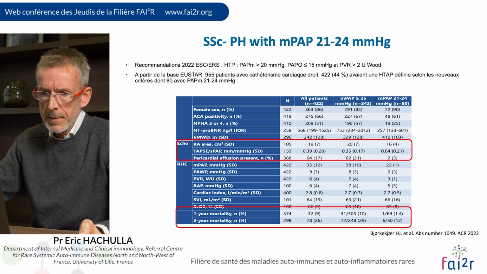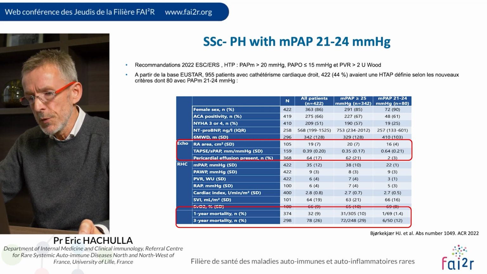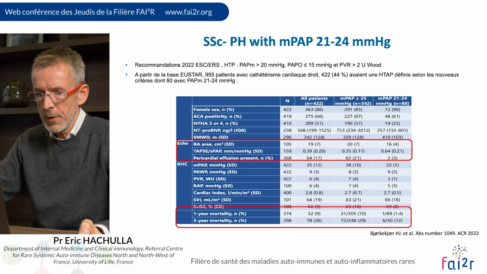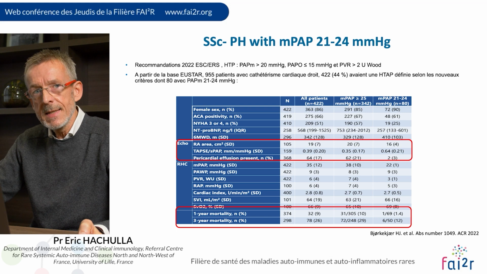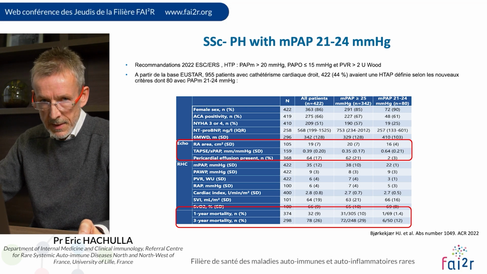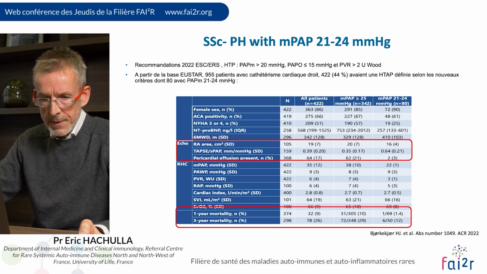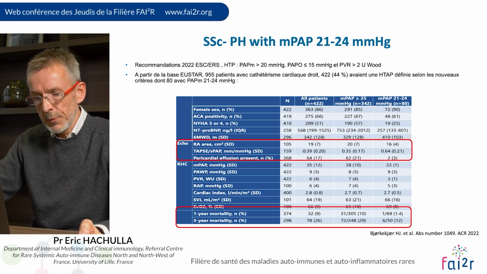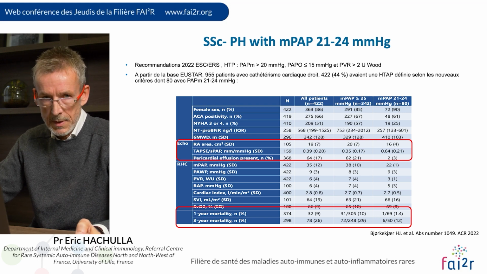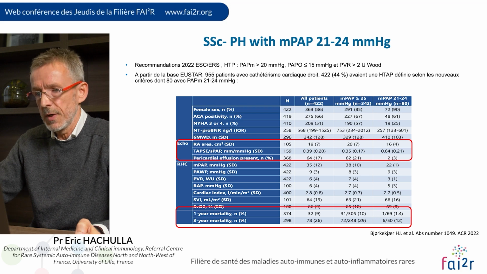Out of this registry, 422 patients had right heart cath. And you can see on the right that 80 of them had a mean PAP between 21 and 24. What is very interesting in that population is that based on the echo, you cannot suspect pulmonary hypertension. The right atrial area is normal, and the TAPSE/systolic PAP ratio is also normal. And despite that, the 3-year mortality is 12%. So we have to identify, we have to detect this population.